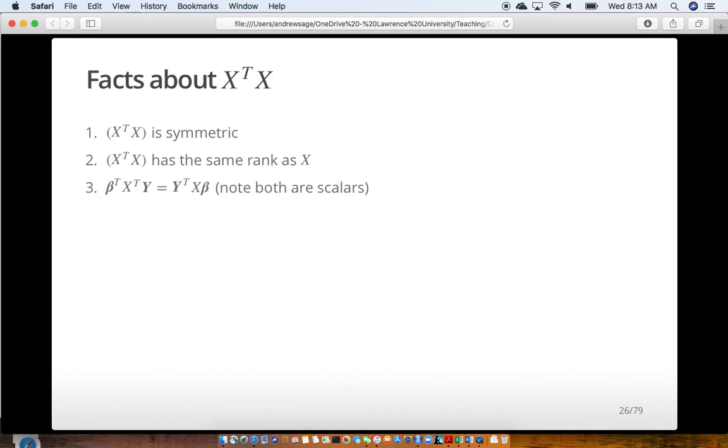Some facts that we use in this derivation include the fact that X transpose X is a symmetric matrix and has the same rank as X, and also the fact that beta transpose X transpose y is equal to y transpose X beta, noting that both of these are scalar quantities when you multiply them out.